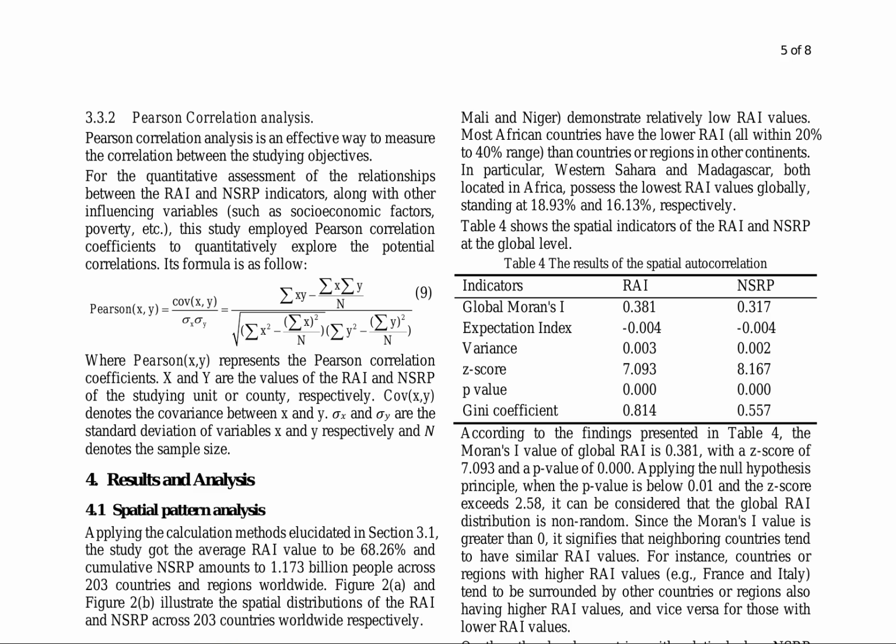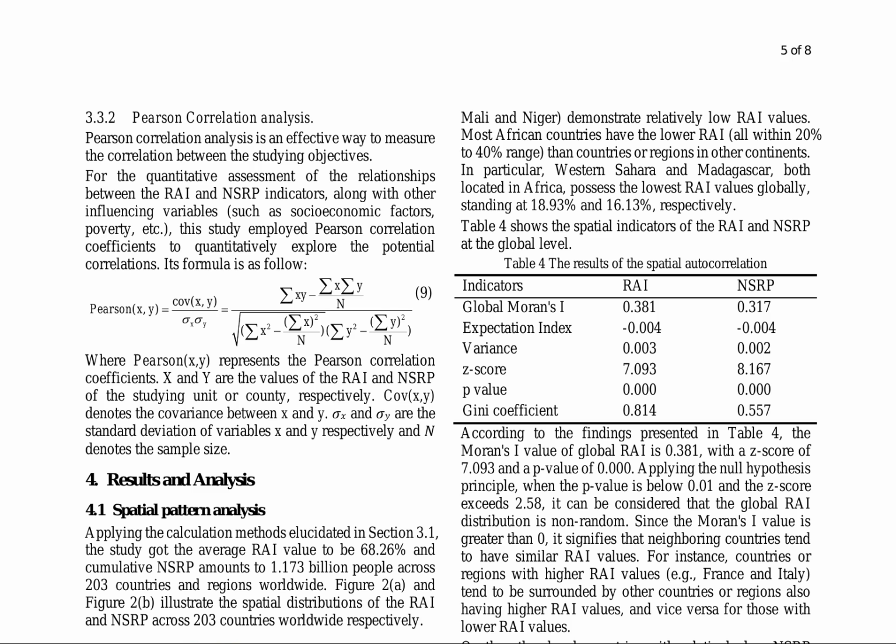This statistical method measures the linear correlation between two variables, providing a coefficient that ranges from -1 to 1, where 0 indicates no correlation, and 1 or -1 represents a perfect positive or negative correlation, respectively. The formula for Pearson correlation is as follows.